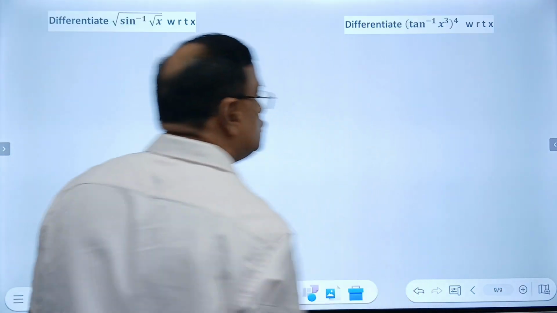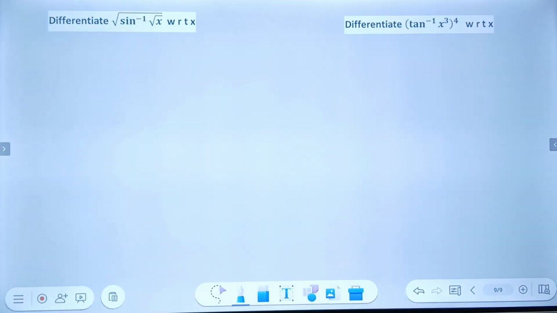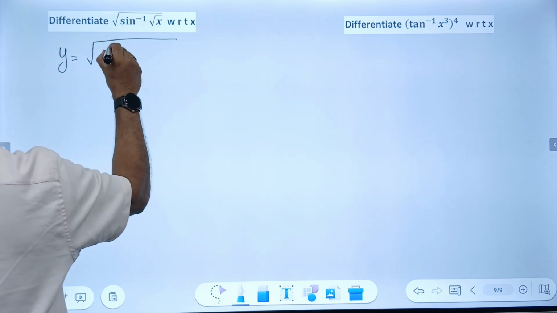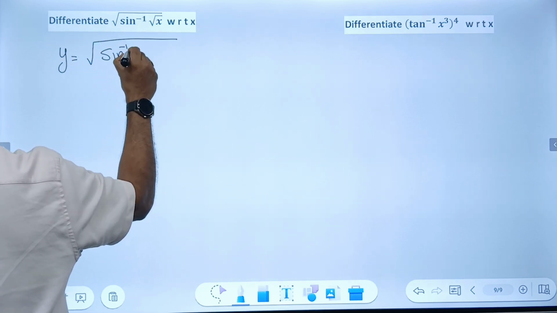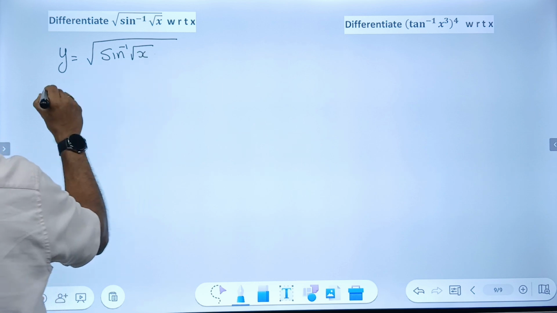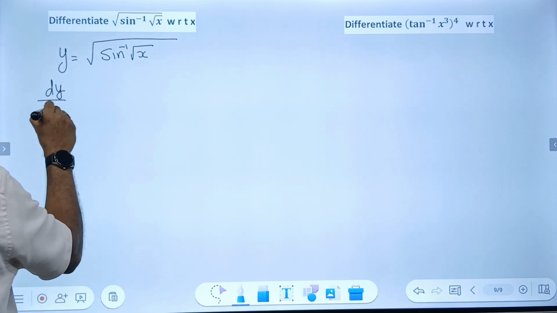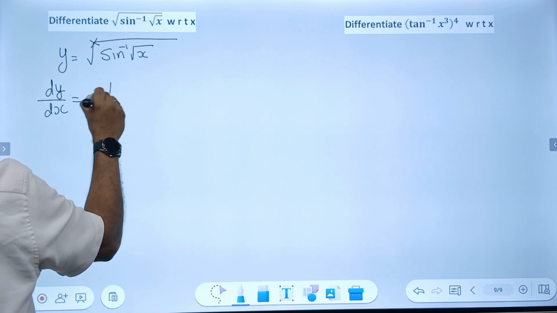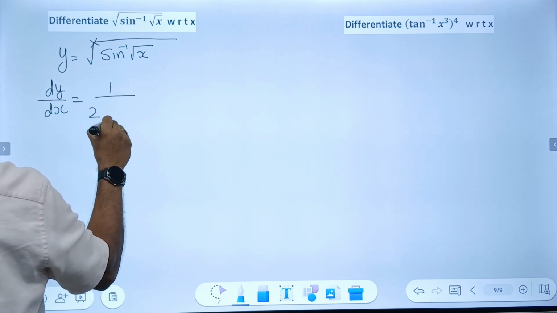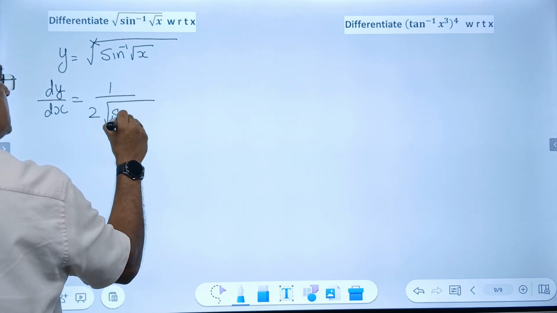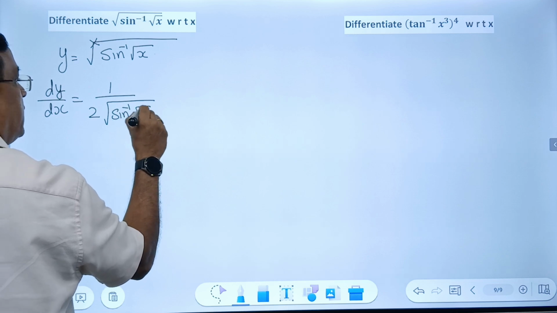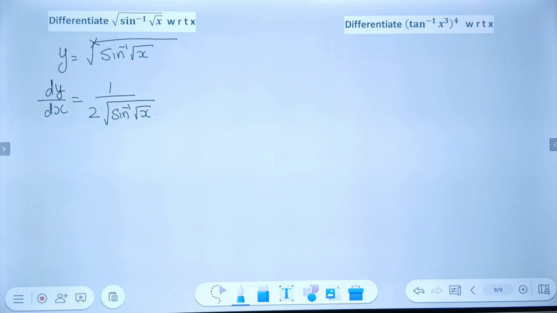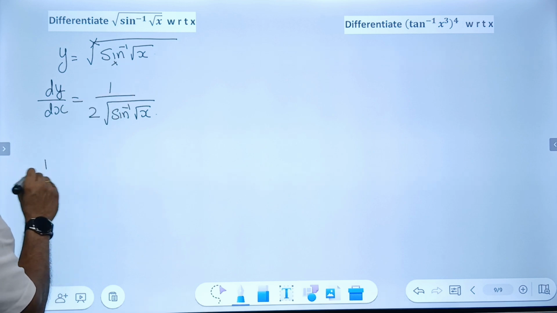Now the last two problems. Y equal to, this is involving sine, inverse trigonometry. Sine inverse of root x. What do I see first? I see the root first. How do I differentiate this root? 1 by 2 root of sine inverse root x. First I deal with sine, root. Now sine inverse. What is sine inverse differentiation?